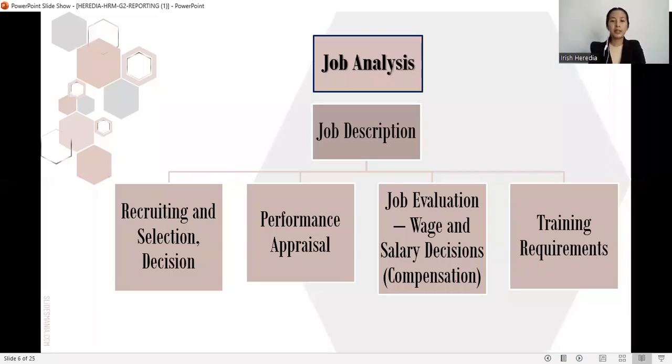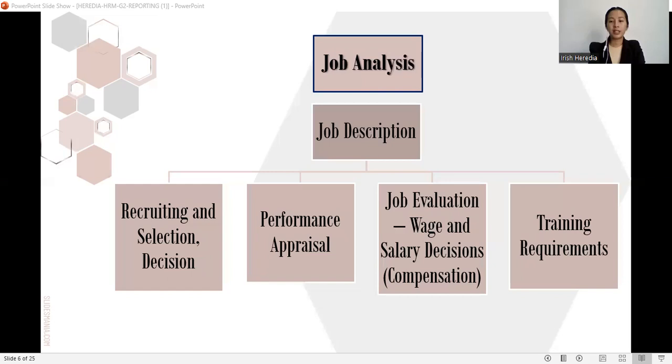Now, job analysis entails job description, and that job description also includes recruiting and selection, performance appraisal, job evaluation, or the compensation and the training requirements. Let's tackle this one by one. First, we will define what job analysis is. Job analysis, as summarized in the figure, is the basis for several interrelated management job activities. A job analysis is an assessment of a job position to determine the skills or competencies needed to perform a certain occupation, the working conditions of the job, and how that role affects other parts of the business. A job analysis evaluates the position instead of the employee.